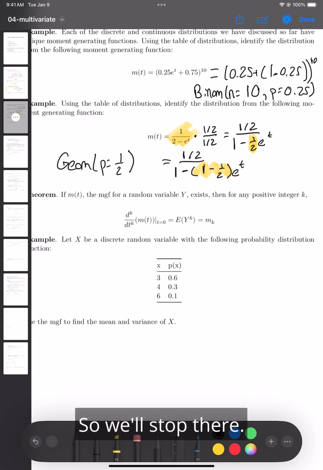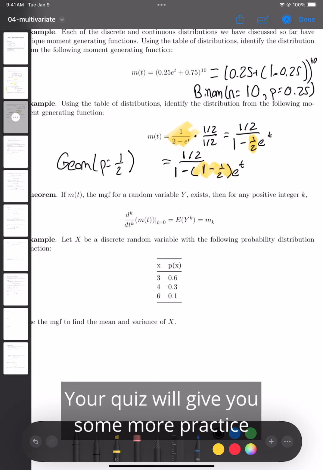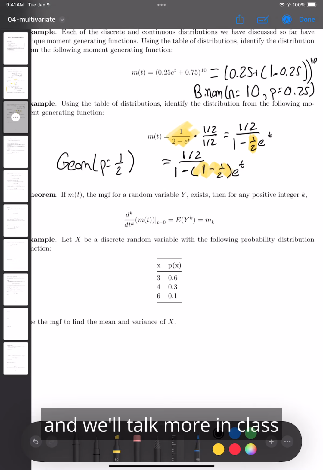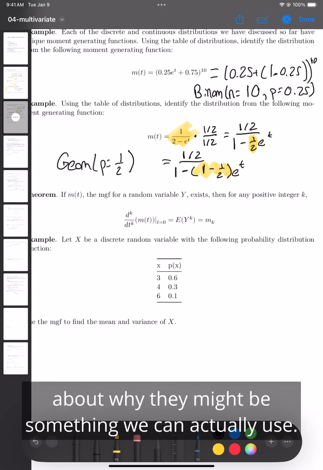So we'll stop there. Your quiz will give you some more practice with working with moment generating functions, and we'll talk more in class about why they might be something we can actually use.